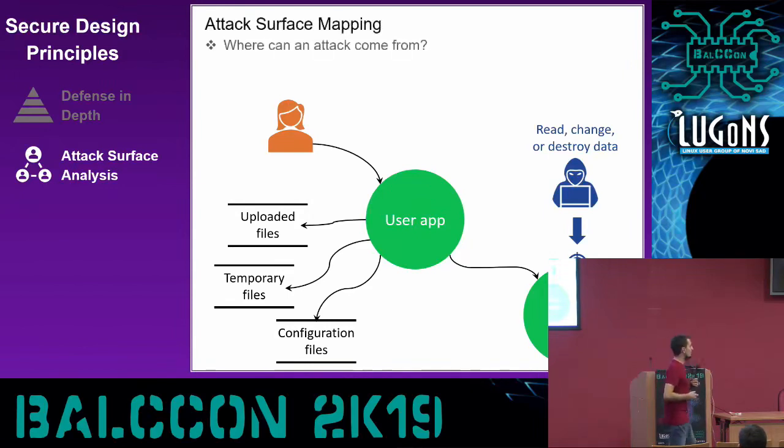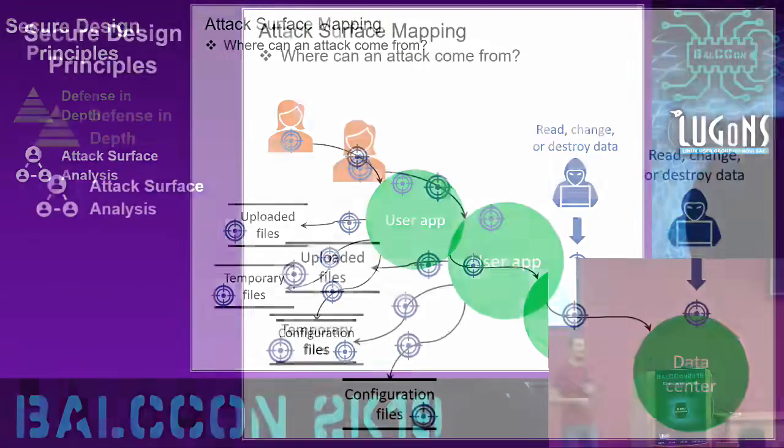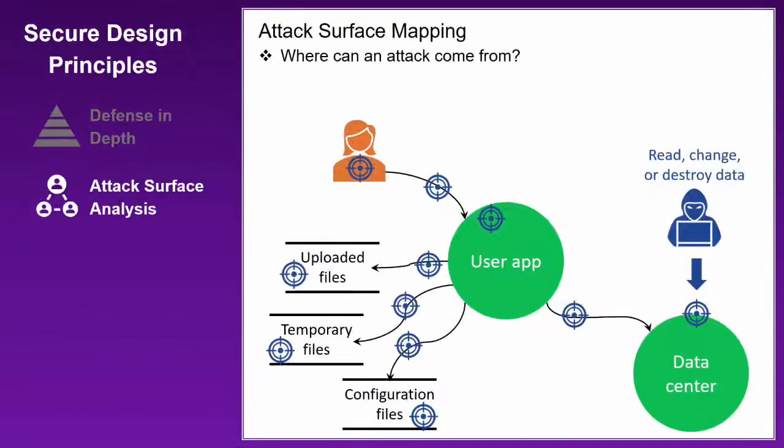The question for attack surface analysis is, where does the attack come from? And we call this attack surface mapping. Well, in this case, the attack can come from anywhere. This is the first assumption that we should make. Start from everything and then focus. But what should we focus on?